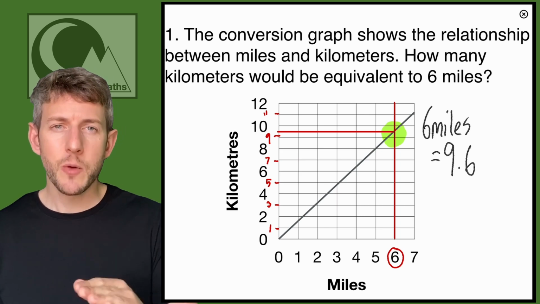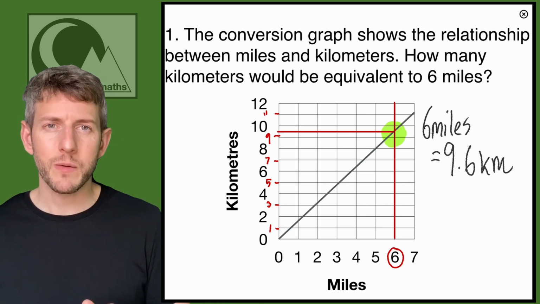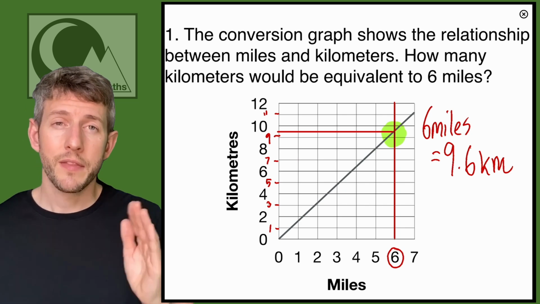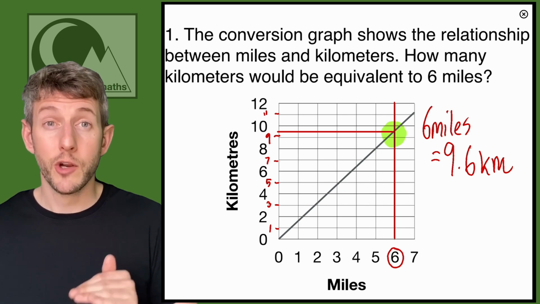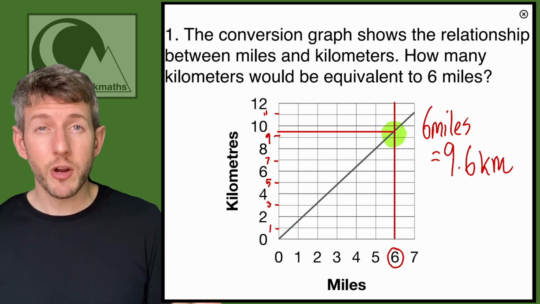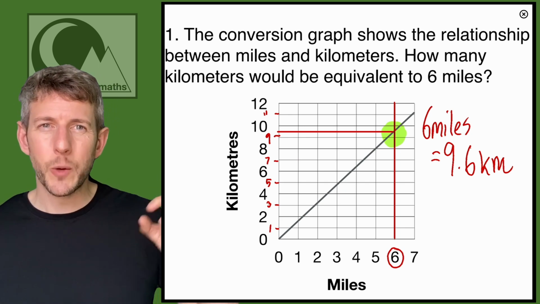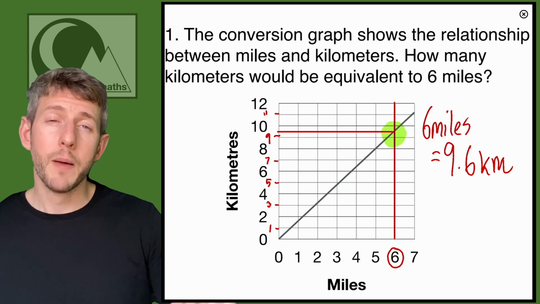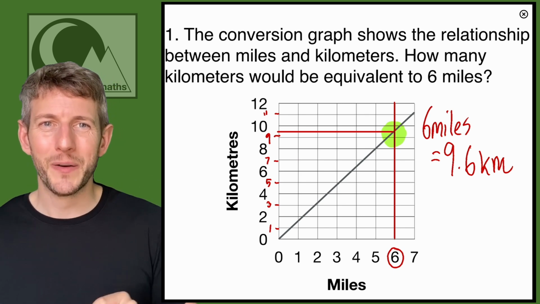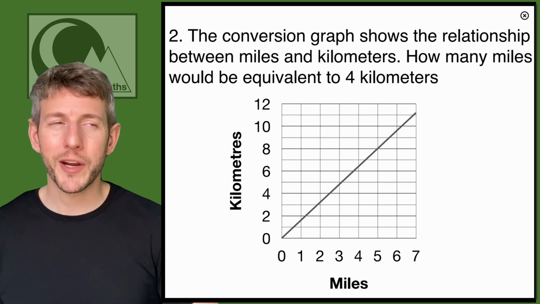Okay. So I can use this conversion graph now to say that when someone's traveled 6 miles, that's probably about 9.6 kilometers. It's not always going to be 100% accurate with graphs because there's always a little bit of a margin for error for reading. But don't worry, as long as you're reading it roughly, you're going to do well. Okay, right. Let's have a look at question 2.